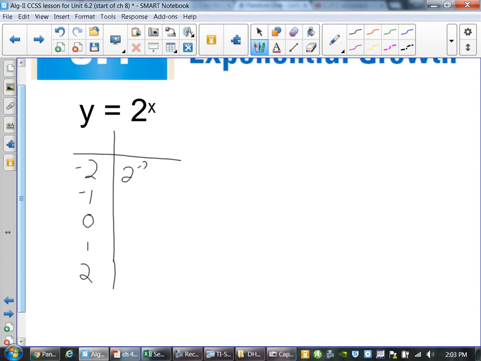So you've got 2 to the negative 2, 2 to the negative 1, 2 to the 0, 2 to the 1, and 2 squared. Well, those are pretty easy to do, right? What's 2 to the negative 2? 1/4. What's 2 to the negative 1? 1/2. What's 2 to the 0? 1. Then 2, and 4.